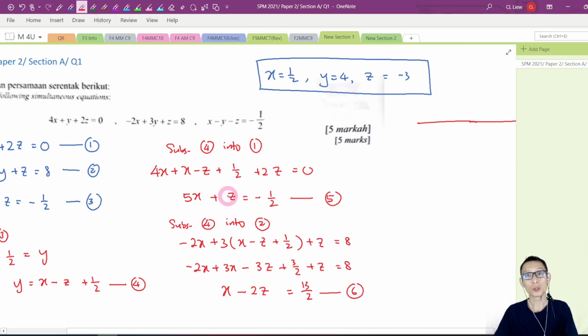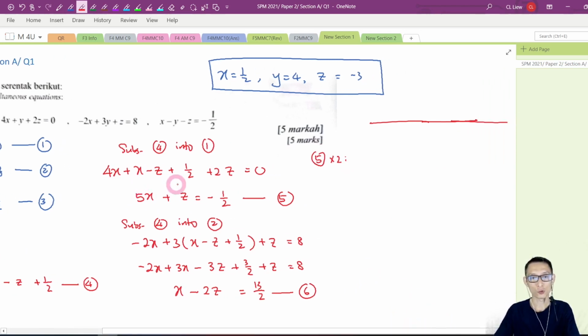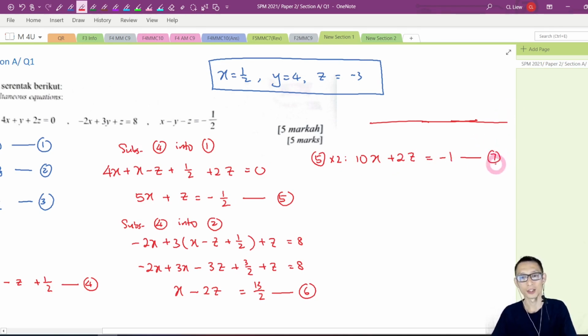So if I want to eliminate the z, I have to make sure the coefficient here become the same. So this is 1, this is 2, different, right? So I'm going to take the fifth equation, multiply by 2, so that I will see 2z over here. So I take the fifth equation times 2. So it becomes 10x plus 2z is equal to negative 1. Okay, let this one be the seventh equation.